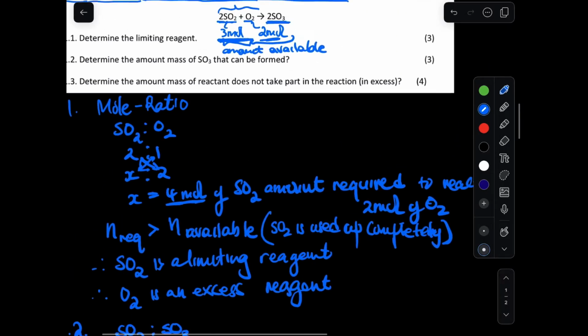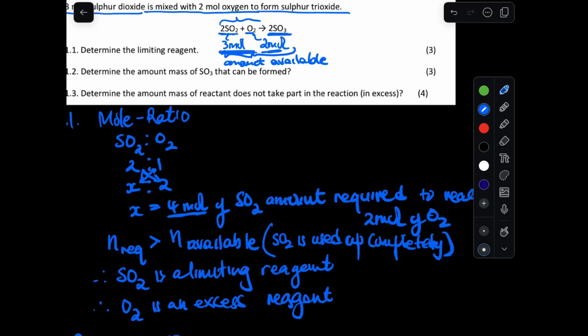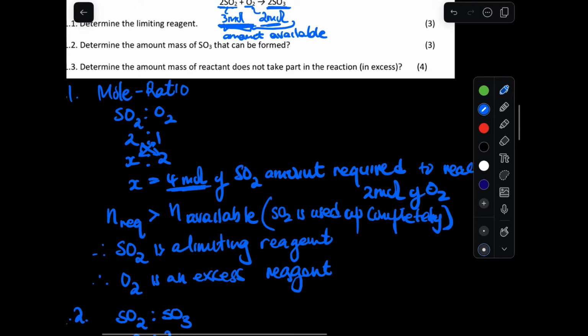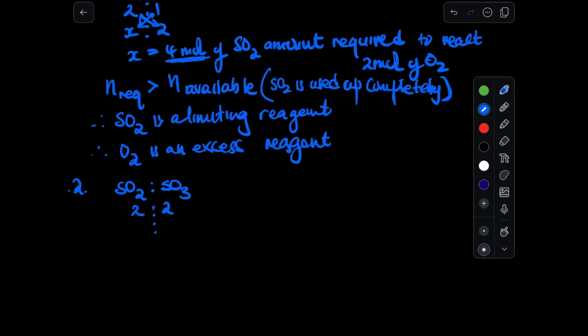So for the sulfur dioxide, we'll use the number of moles available. We're not going to use the amount that is needed, the one that we just calculated. We'll use the amount available. What is the amount available for the sulfur dioxide? It's 3. And for the sulfur trioxide, the amount we need, we'll put an x there, and then we cross multiply. 2 times x is 2x, equal to 3 times 2, which is 6. We need x as the subject of the formula, so we divide both sides by 2. So x is going to be 3 mole.